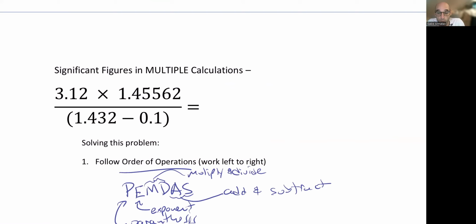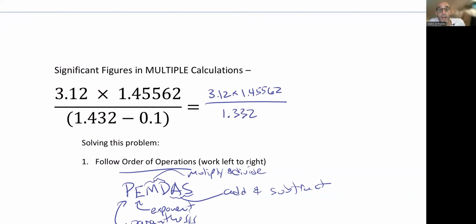What do you want to do first? Well, PEMDAS says, do I have any parentheses? I do. So that means the top is going to get rewritten. 3.12 times 1.4556 all over 1.432 minus 0.1 gives me 1.332. I am subtracting there, right?